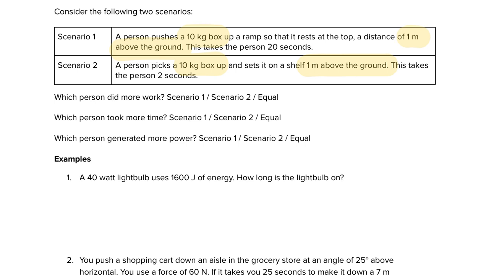All right, hopefully I gave you ample time to pause the video. And hopefully you came up with that they did an equal amount of work. Which person did more work? They were equal. The reason it's equal is because they're accomplishing the same task. Work is a transfer of energy, and since they are both giving the object the same amount of potential energy, they're doing the same amount of work. Now, the next question is which person took more time? Well, it was definitely scenario one that took more time. That's a nice 20 seconds instead of 2 seconds for scenario two. So scenario one took much more time.